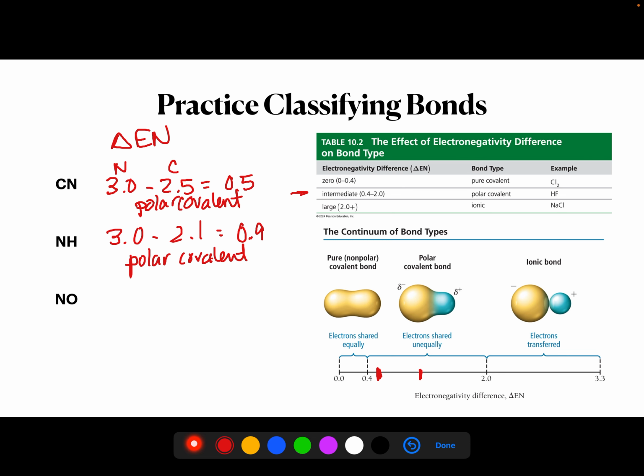Let's look at the nitrogen-oxygen. So if I look at oxygen's 3.5 and nitrogen is 3.0, this one also is 0.5. So it falls again in that polar covalent bond category. All right.